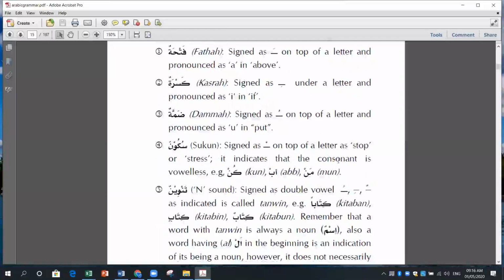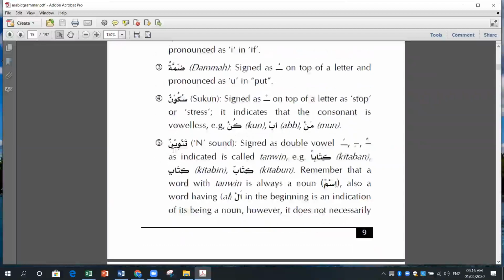and it indicates that the consonant is vowel-less, like kun. It's not kunu or kuna, okay? It's kun. You have to stop the sound over there. We already discussed, right? It makes the noon sound, n sound, and when these movements become double, then it is called tanween. For example, fathatain, dhammatain, kasratain: kitaban, kitabin, kitabun.